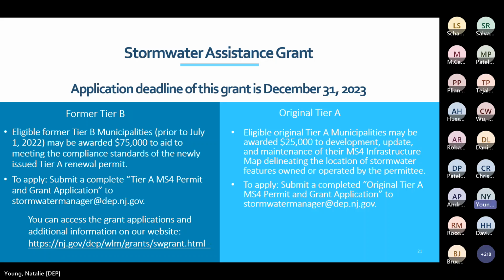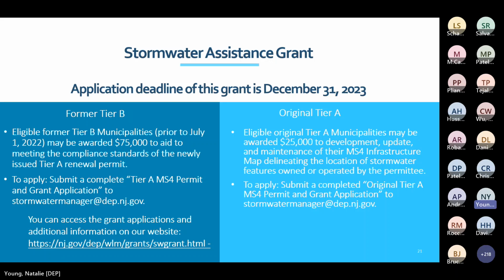The department is making $75,000 in aid available to former Tier B permittees to meet the compliance standards of the newly issued Tier A renewal permit. Eligible applicants must complete and submit the application form to receive the initial $25,000 disbursement of grant funds. Applicants must then submit an acceptable SP3 to receive the final $50,000 disbursement of grant funds.